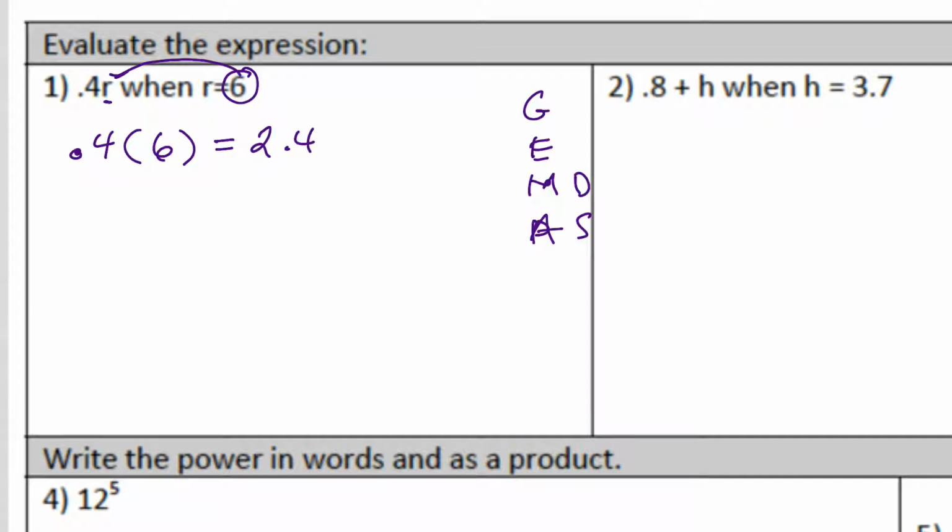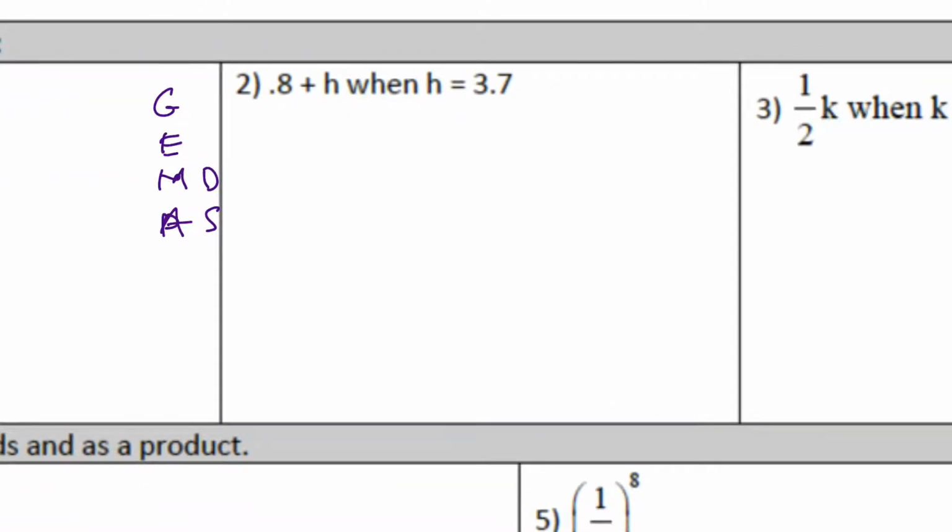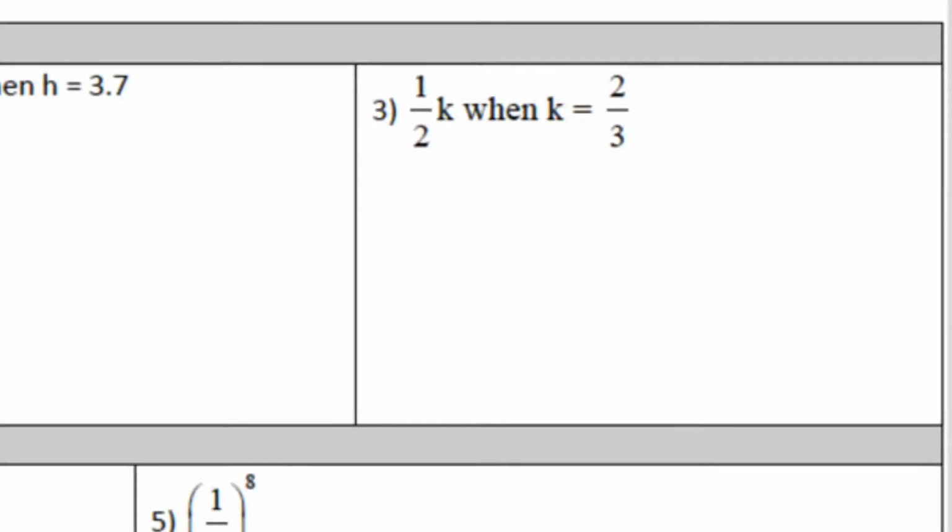And again, there are no grouping symbols, there are no exponents. So we had to multiply next. And that's all we had to do is multiply. So 2.4 is your answer. Done. All right, let's move along here. I'm going to let you guys do number 2 on your own. Let's go to number 3 here.